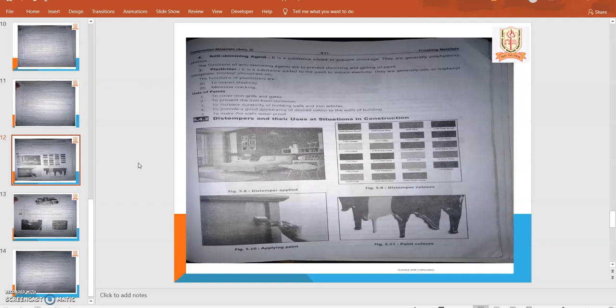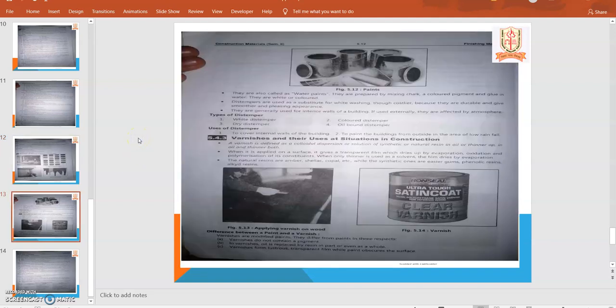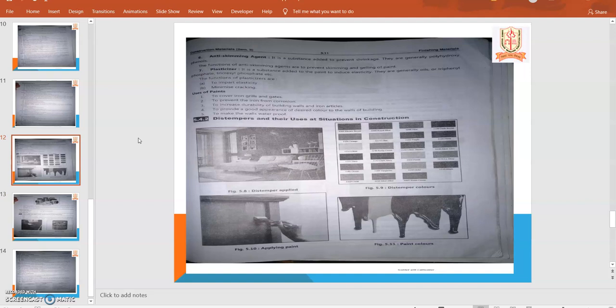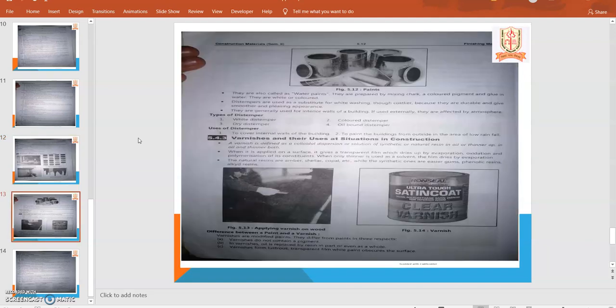So that is the functions of the distempers. So they are also called water paints. So next that is distemper, which is also called water paints. They are prepared by mixing chalk, color pigments and glue in water. They are white in color. Then the distempers are used as a substance for whitewashing.